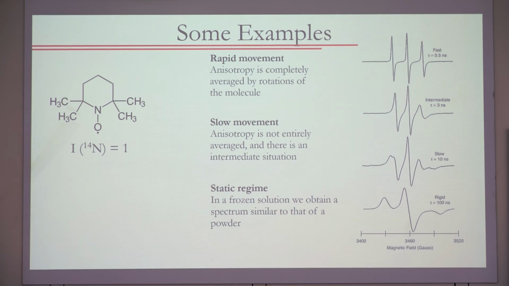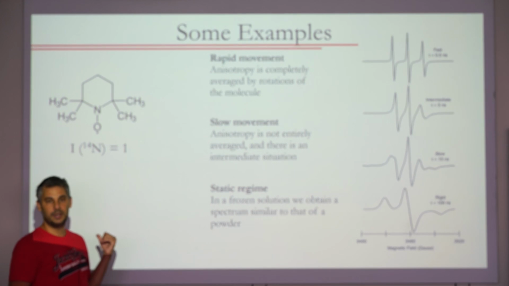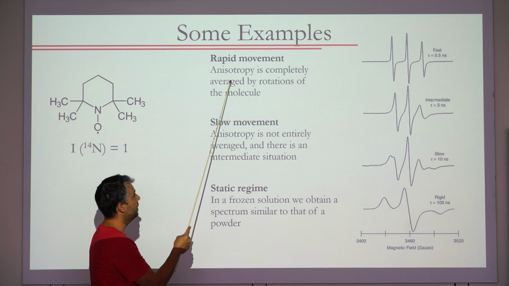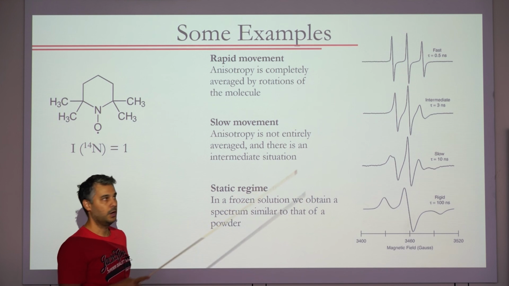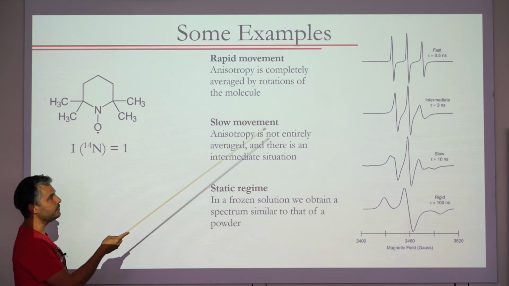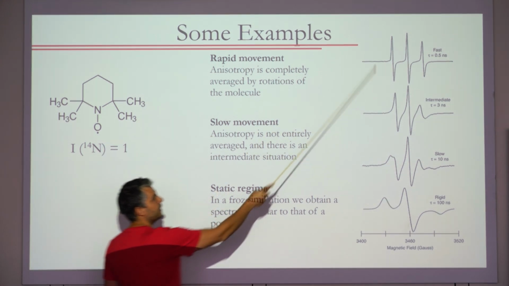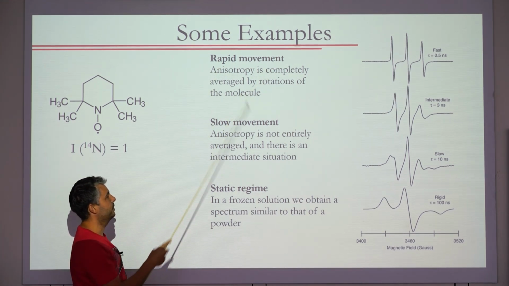Then you have a nitroxide. There are many types of nitroxides, but this happens to everything, and these are the best examples. It's an example of what you have in solution. The previous things I mentioned were either powders or frozen solutions. When you have room temperature in a solution, you can have rapid rotation of the molecules in all directions, so you average all anisotropy, and you see something like this. This is not perfectly isotropic, but it's close. This is called the rapid movement regime.